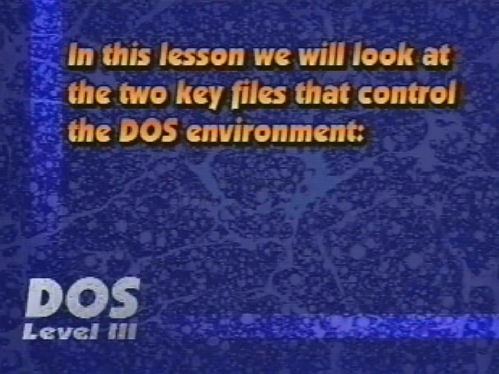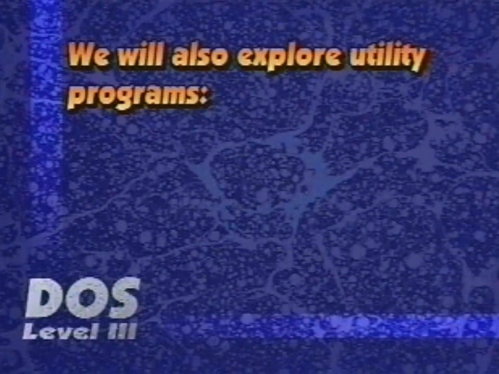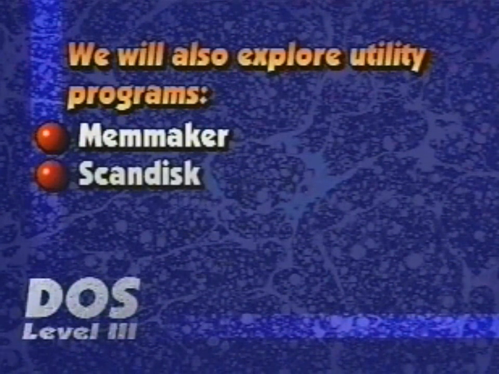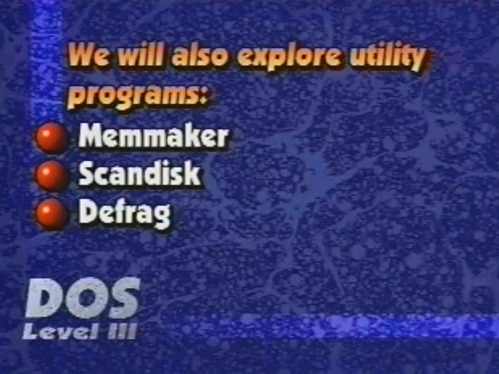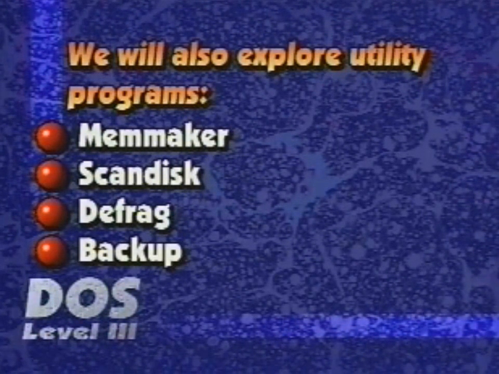In this lesson, we will look at the two key files that control the DOS environment, the AutoExec.bat and the Config.sys files. The commands in these two files will vary from one computer to the next, but we can look at the most common command options and understand how they work. We will also explore utility programs included with DOS. These programs can be used to optimize the performance of your computer and perform routine maintenance tasks. MemMaker helps set the best memory allocations for a given system configuration. ScanDisk and Defrag will clean up and improve performance of hard disk storage. Backup is an essential utility to protect against lost data.